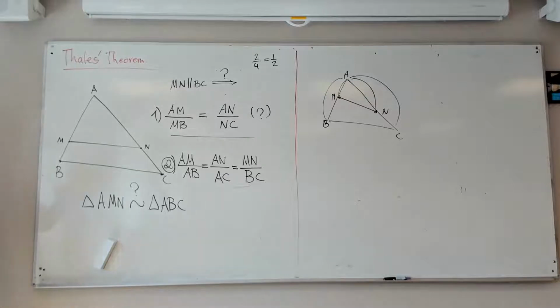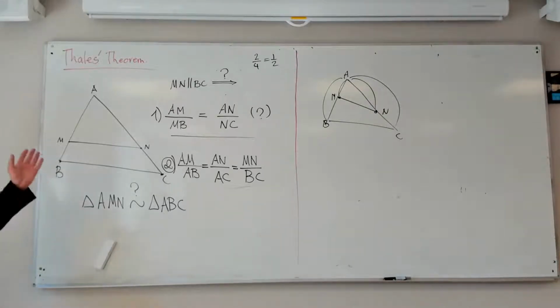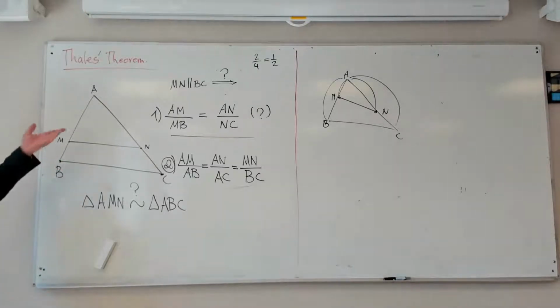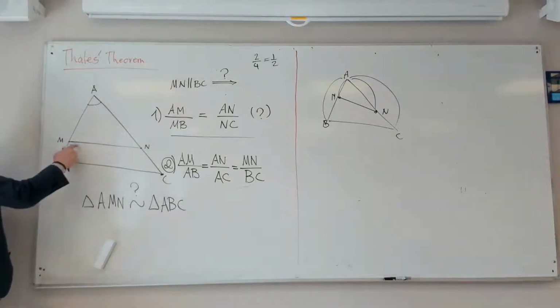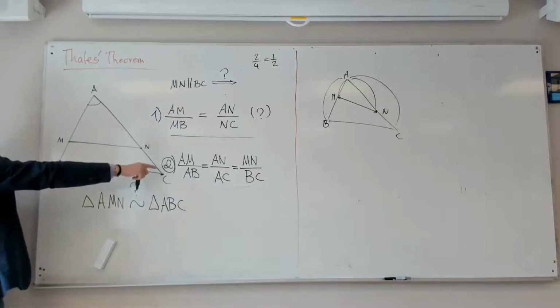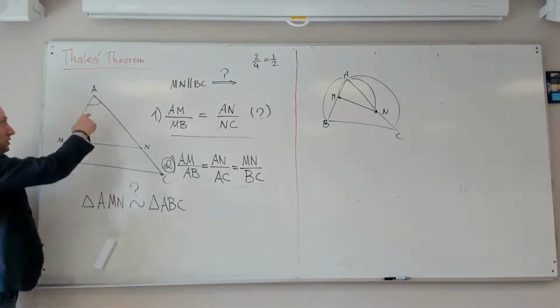So for similarity, I have one theorem, yes? The main theorem was that two angles from one triangle should be the same size as two angles from the other. Can you tell me which angles here? Well, one of the angles is very clear. It's common to both of them. A is not only the angle of the smaller triangle, but it is also the angle of the bigger triangle. So it is in common.